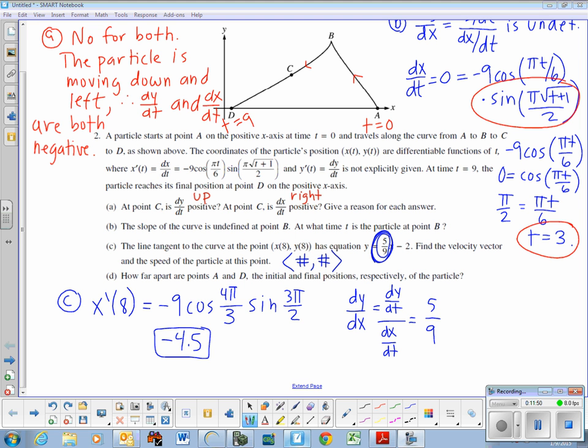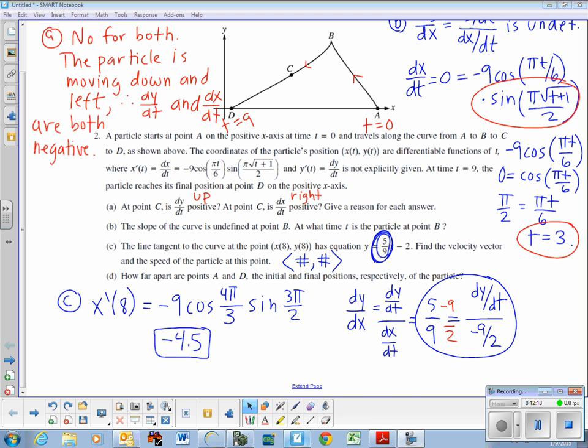All right, so now that I know x prime or dx dt, and instead of calling it -4.5 so I can deal with fractions, let's call dx dt -9/2, and dy dt is what I'm looking for. And then to solve this equation right here, I'm going to multiply both sides of the equation by -9/2, and I'm going to get canceling 9s and -5/2 or -2.5 as dy dt.